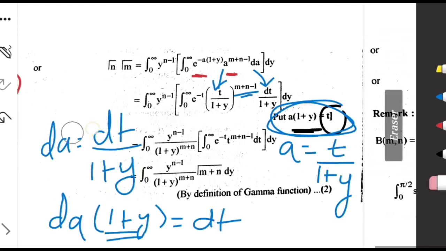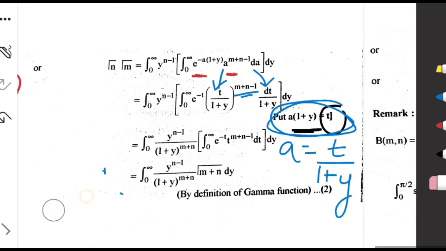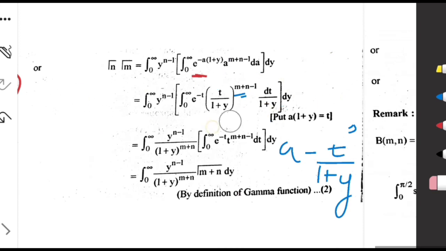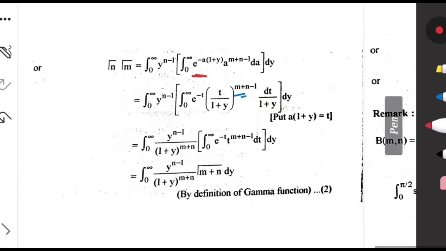Okay, after substitution you have to change the limits also, because after substitution we have to see the limits too. The limit will not get changed because of the substitution we have taken, and it will be from 0 to infinity, the same. Okay, so e to the power minus t will be as it is, and this will be t to the power m plus n minus 1. As 1 plus y is not at all required in this part of the integral, I am shifting it outside the bracket, and it will be 1 plus y to the power m plus n outside.